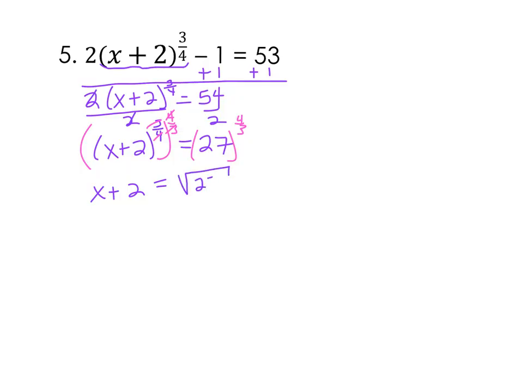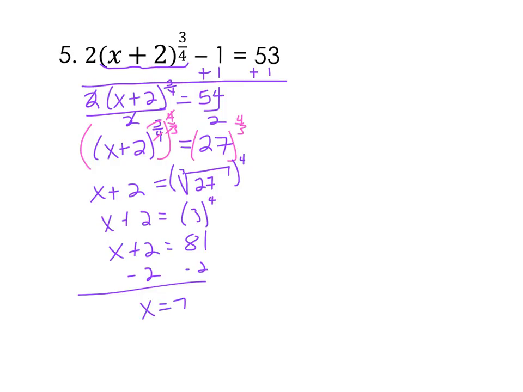So let's see what we get. Take the cubed root, raise it to the 4th power. Check your powers chart. Cubed root of 27 is 3. Go over one column. 3 to the 4th power is 81. Not so bad. All right, move the 2 over, and we get x equals 79. All right, let's do a quick check on this so we can be done. I know this is a long video. Thank you for your patience.